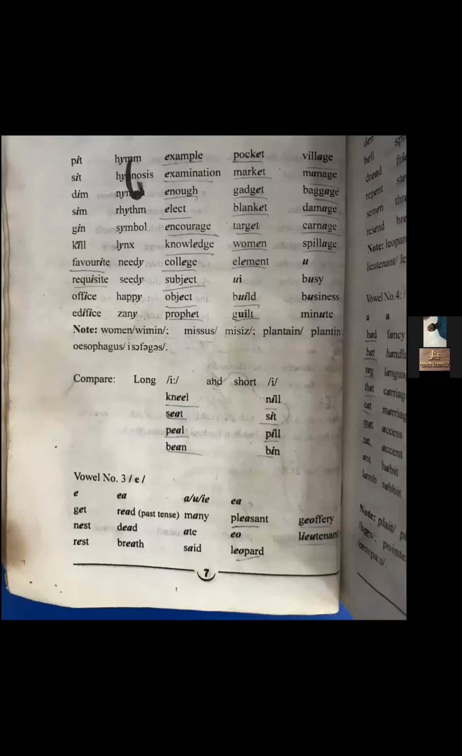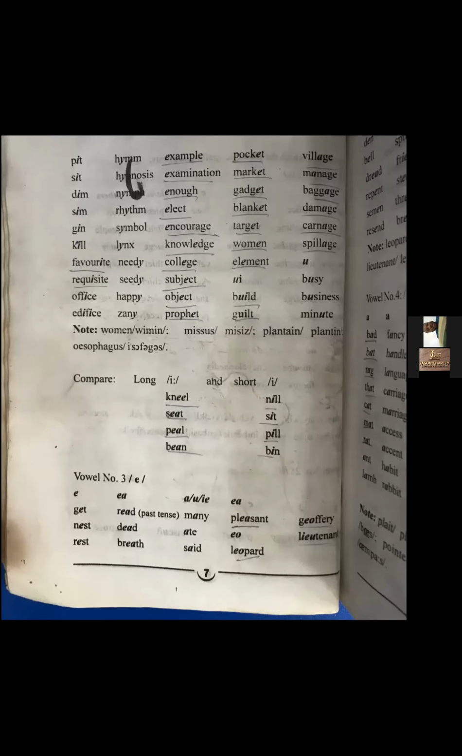Kneel, knit. Seat, sit. Peel, pill. Bean, bin. You can see the difference. One is long, one is short. The next vowel we'll be moving to is vowel number 3, and I'll be giving you examples of words with this sound.